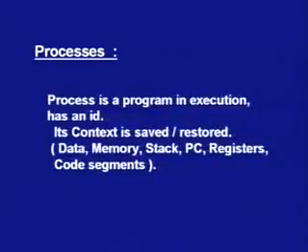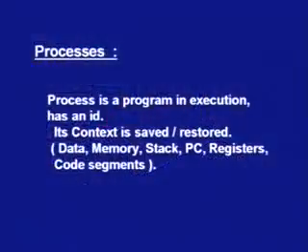Looking at processes first. What is a process and how is it different from a program? We know that users write programs in some source language like BASIC or C or C++. So when a program is written, that is a program. When you write a sequence of steps, that is a program. But when that program executes inside the computer, it becomes a process. So a process is a program in execution, and every process has an identity or an ID.